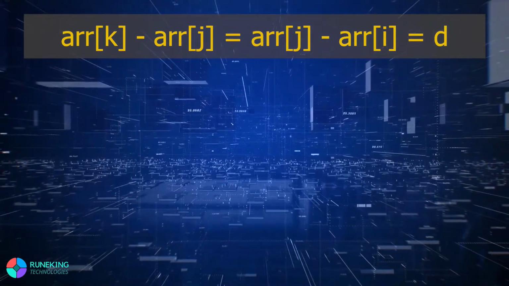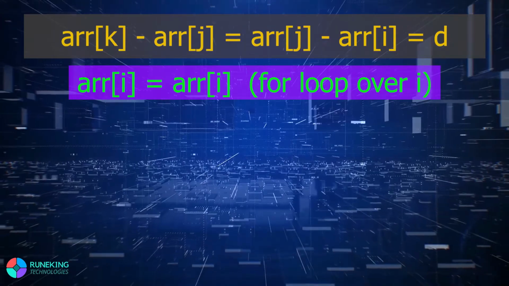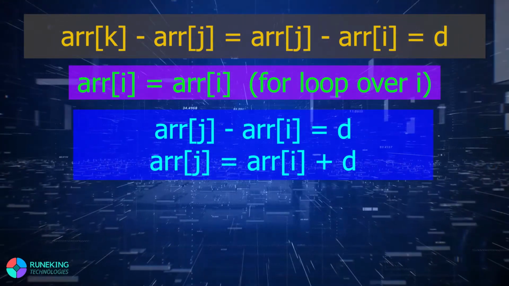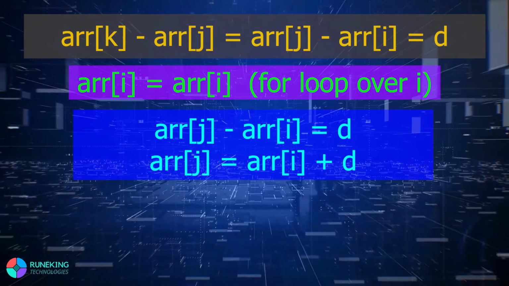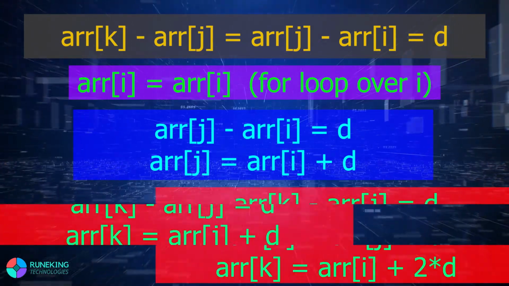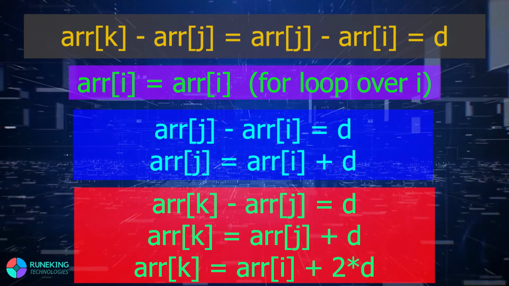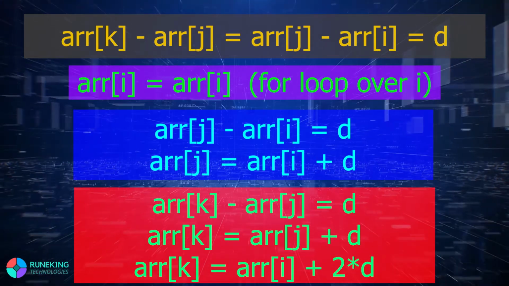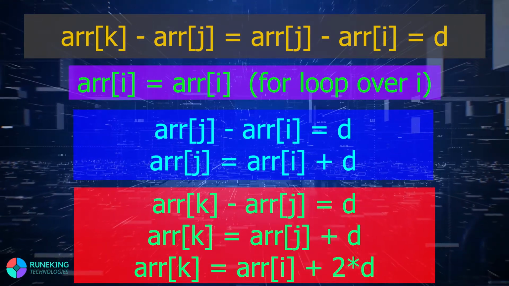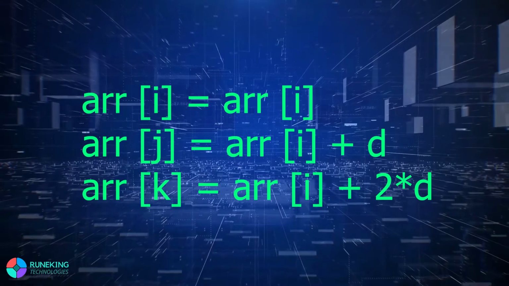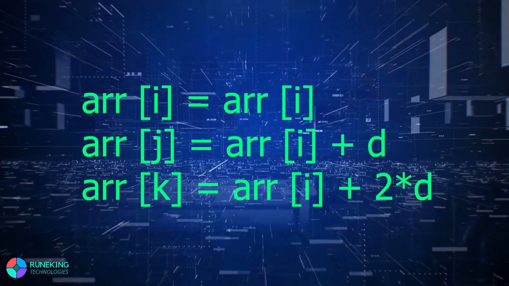Now we can write array i equal to array i, there is no modification, and array j minus array i equal to d can be modified and written as array j equal to array i plus d, and similarly array k can be written as array k equal to array i plus 2 times d. Now all three numbers can be written in the form of array i, so in this case only one loop will be used, and that will be for i, so there should not be any timeout error.